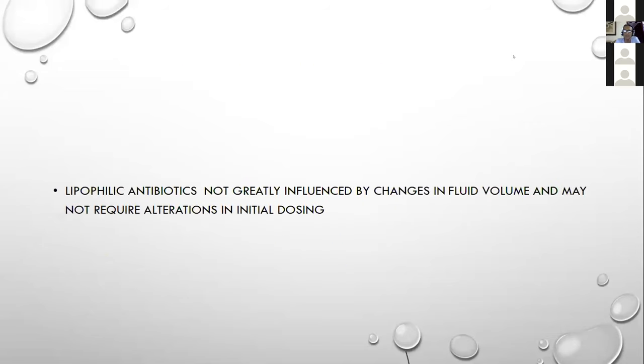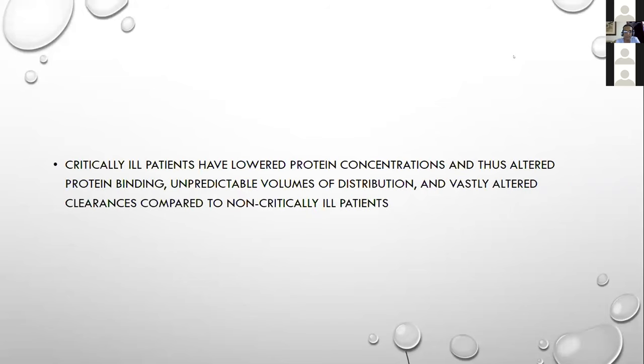So lipophilic antibiotics are not greatly influenced by changes in fluid volume, so you may not really require an alteration in the initial dosing. That's the reason why, with most fluoroquinolones, you can use moxifloxacin at 400. However, ciprofloxacin, ideally in the intensive care setting, is supposed to be 400 TDS, not BD dosing, as was previously the norm. Critically ill patients have lowered protein concentration and thus altered protein binding, and we know most of the drugs are protein bound. Remember, they also have a very unpredictable volume of distribution. Why? Because when patients come with severe sepsis or septic shock, we are pumping them with so much fluid.